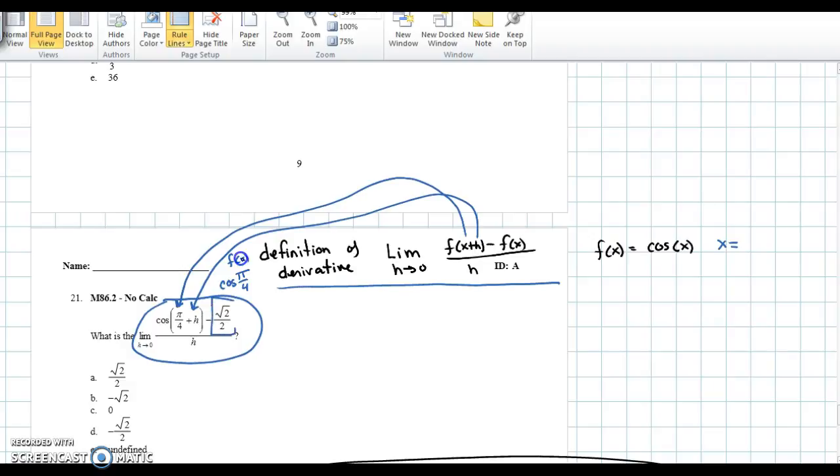That must equal square root of 2 over 2. So that's your check that you're right. So the derivative of cosine is negative sine. X is pi over 4. So we're just looking for negative sine of pi over 4. Well, that's equal to negative square root of 2 over 2, D.